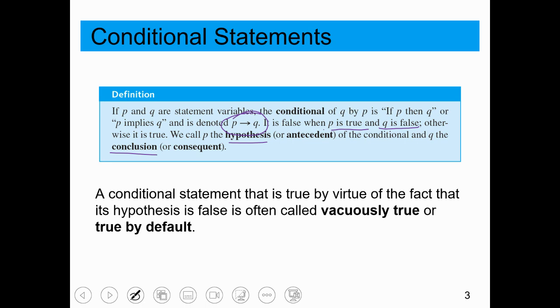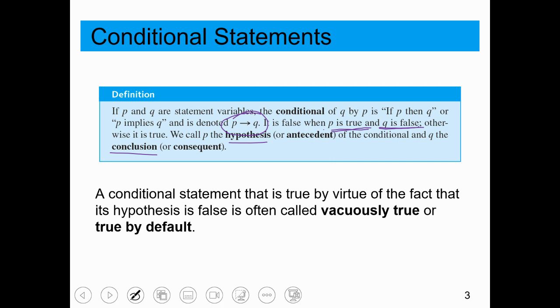Now, I want to emphasize this again, the sentence that says it is only false if P is true and Q is false. Otherwise, it is true. If P is false, it doesn't matter if Q is true or false. The statement is true. Because the only way it can be a false statement is if we can show that P is true and Q is false. So be careful with that.